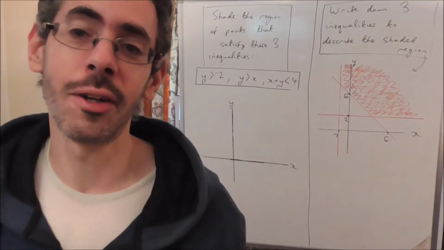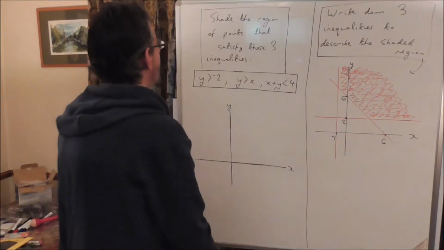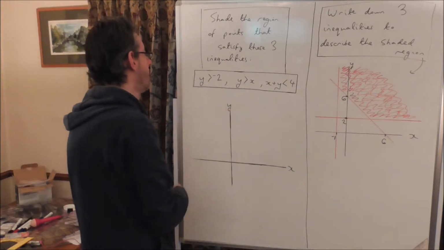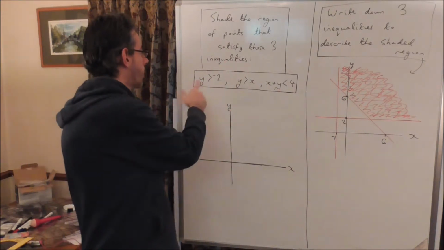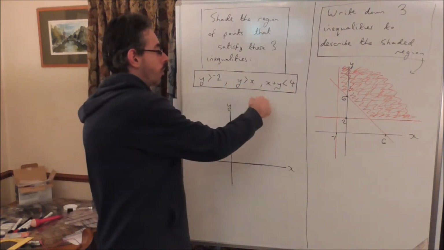Right, so a couple of slightly harder questions now to finish off. Let's have a look at the first one. It says, show the region of points that satisfy these 3 inequalities. The inequalities are y is greater than minus 2, y is greater than x, and x plus y is less than 4.